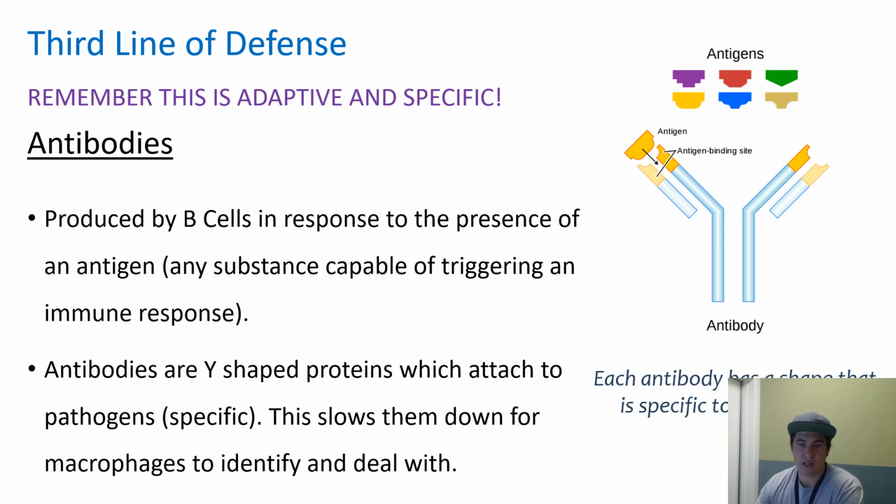So an antibody, which is specific to B cells, is produced by our B cells in response to the presence of an antigen. So an antigen is a baddie that comes in that triggers an immune response by our B cells. If it doesn't trigger an immune response from our B cells, then it's not classified as an antigen. Antibodies are Y-shaped proteins, which attach to pathogens, so attach to baddies, and when they attach to this baddie, it slows down what the baddie can do.